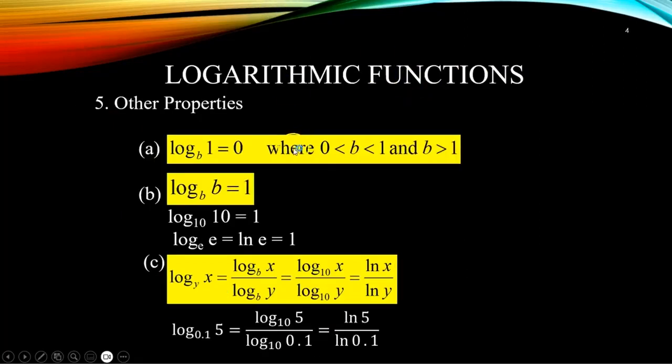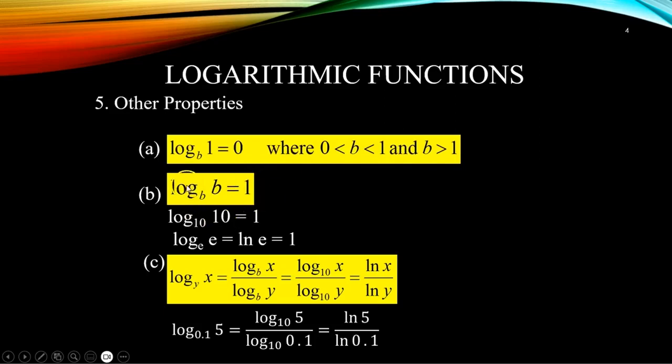Some other properties of logarithms are: logarithm any base of 1, if the argument is 1, this is equal to 0. But you have to take note that base b should never be equal to 1. It can be greater than 1, or it can be greater than 0 but less than 1. It cannot be equal to 1.